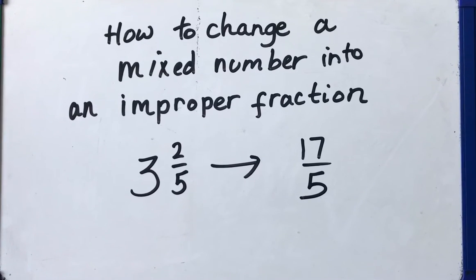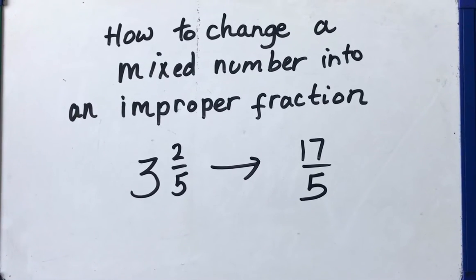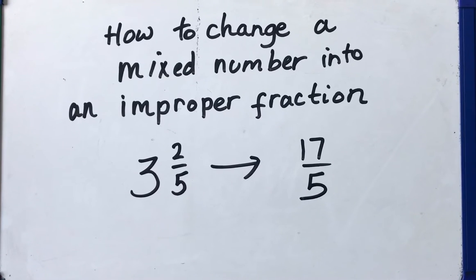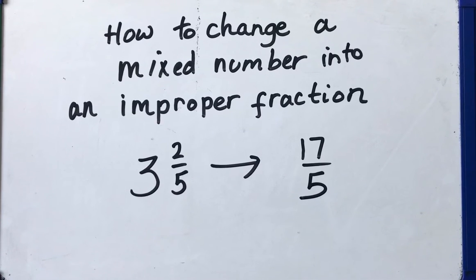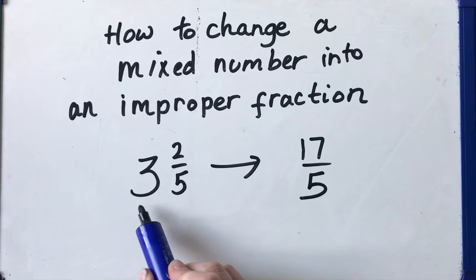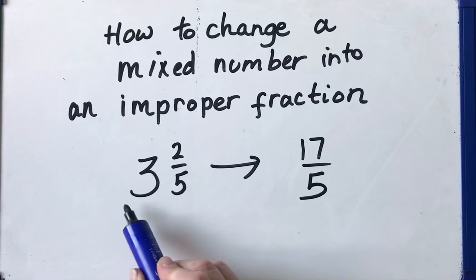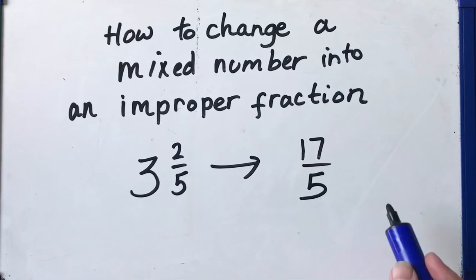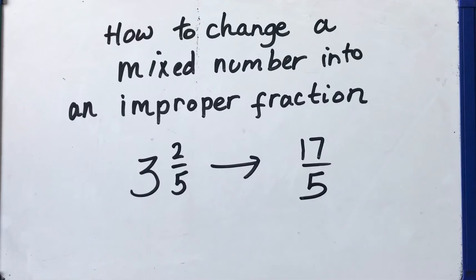Hello, this little video is going to show you how to change a mixed number into an improper fraction. Now, a mixed number is when it's a whole number and a fraction, 3 2/5. An improper fraction is when the numerator is larger than the denominator.